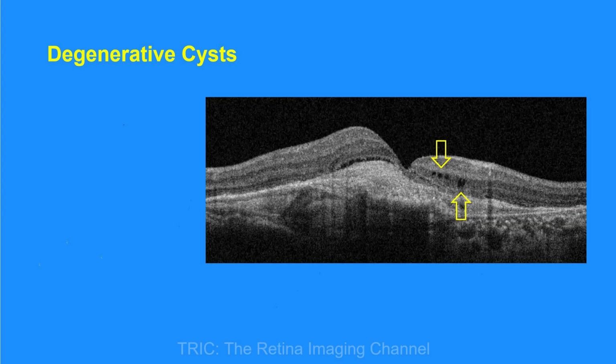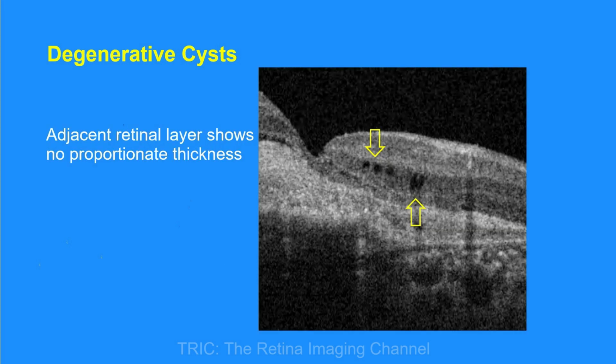Another line scan also shows 3 to 4 degenerative cysts. If you look at them closely, they are again smaller in size, they have straight borders, and they have RPE alteration beneath them. Now what is important about these degenerative cysts is that the adjacent retinal layers just beside them look normal and do not have proportionate thickness compared to the degenerative cysts. So this is how we identify degenerative cysts.